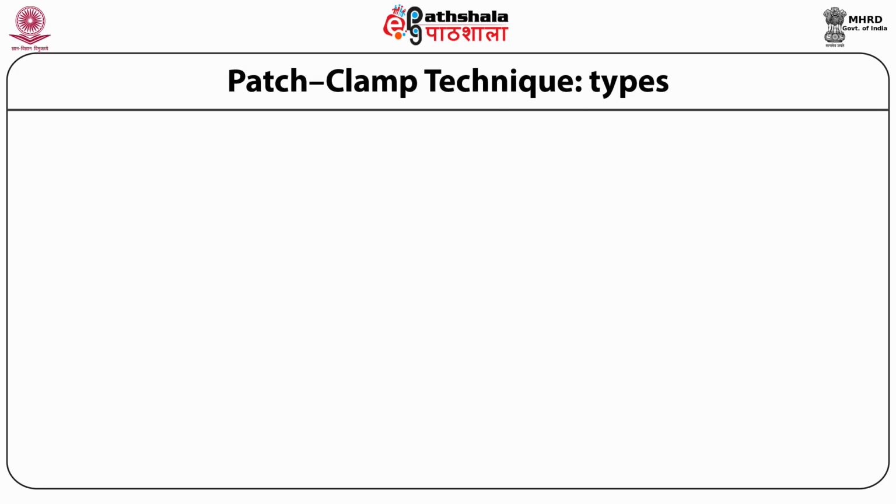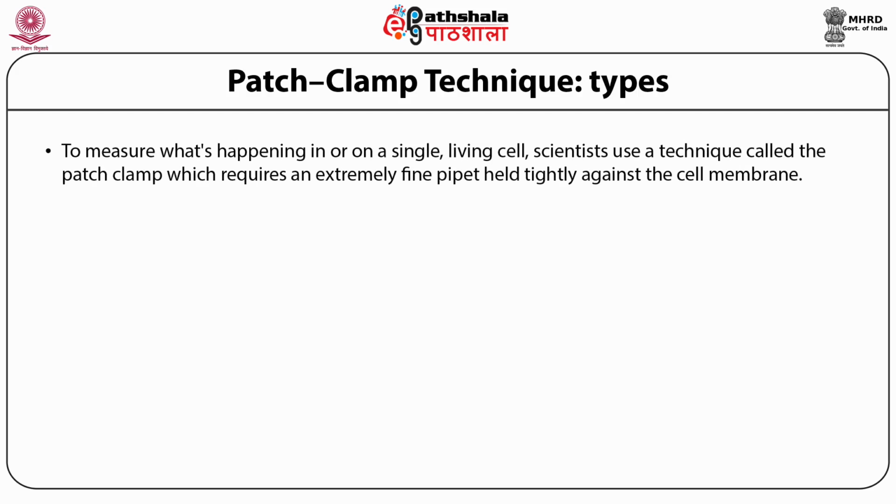Patch clamp technique, its types. To measure what's happening in or on a single living cell, scientists use a technique called patch clamp, which requires an extremely fine pipette held tightly against the cell membrane. This is an electrophysiological technique and the gold standard technique in electrophysiology, and there are several configurations of this technique, mainly whole cell recording. The current from the whole number of channels present on the cell membrane can be recorded.